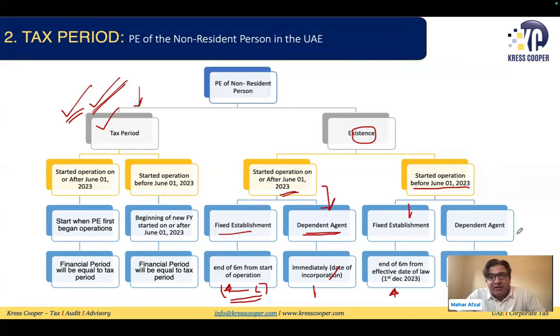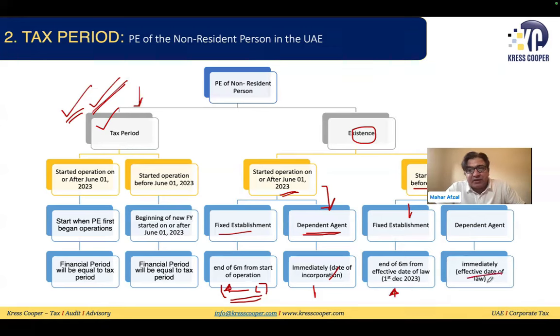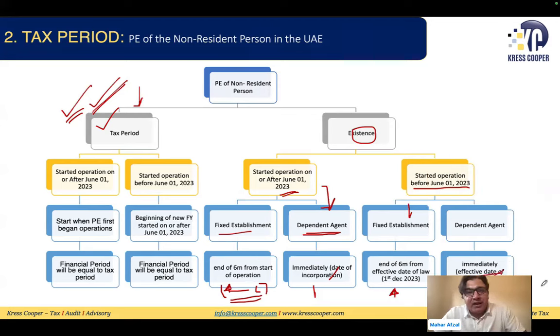In the case of a dependent agent, they said immediately on the effective date of the law, if someone is working exclusively for the non-resident person, negotiating contracts, concluding contracts, or almost finalizing contracts which are signed by a non-resident person, then a dependent agent is there, and it will be considered from the effective date, 1st of June 2023.